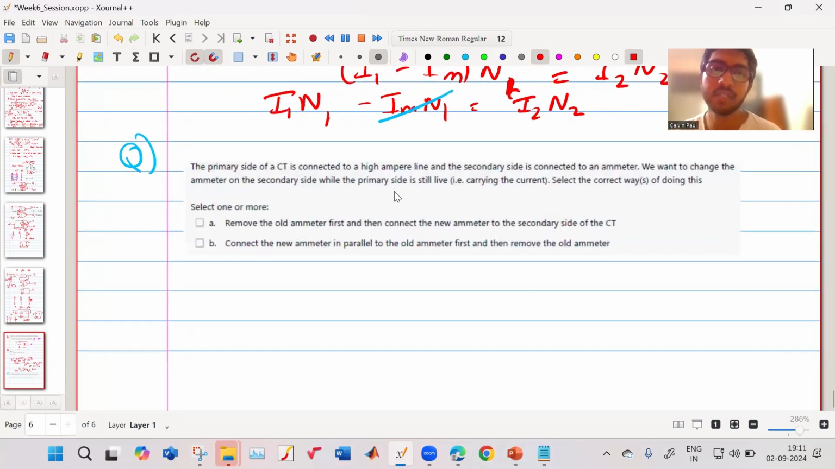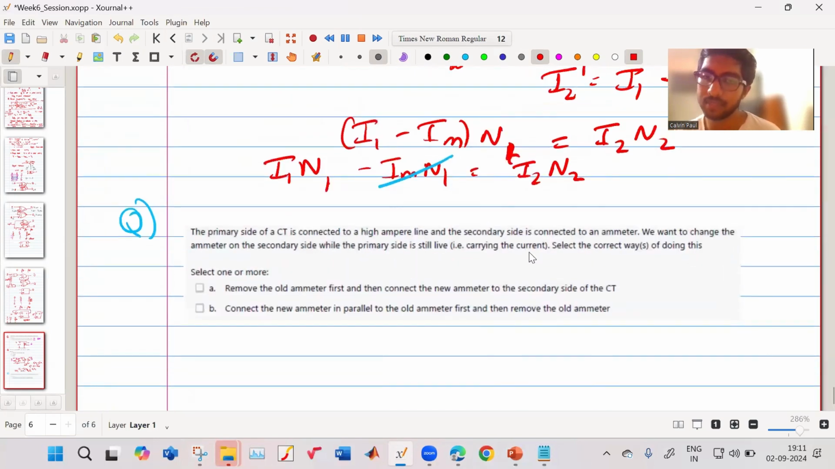So the primary side of a CT is connected to a high ampere line, and the secondary side is connected to an ammeter. So we want to change the ammeter on the secondary side while the primary side is still live, that is carrying the current. So which way should we do? Should we remove the old ammeter first and then connect the new ammeter to the secondary side of the CT?